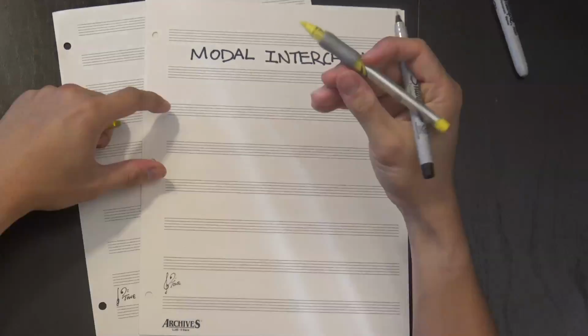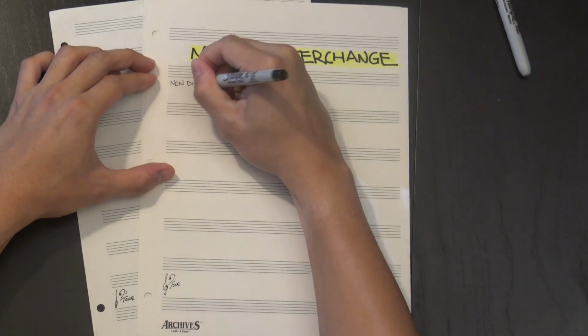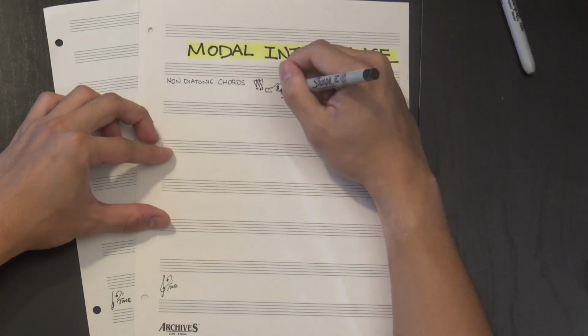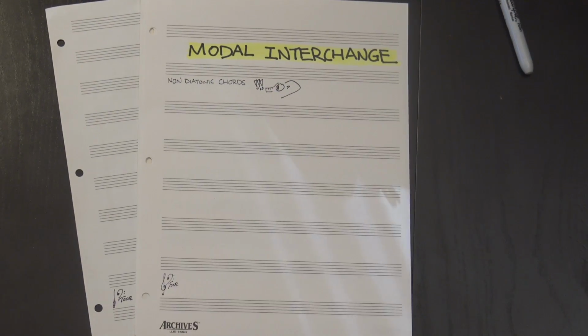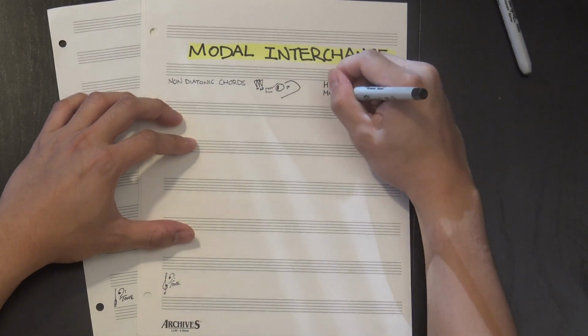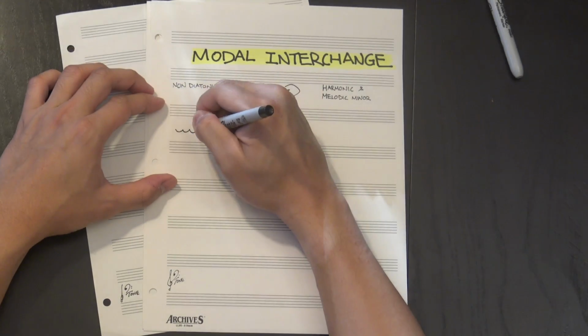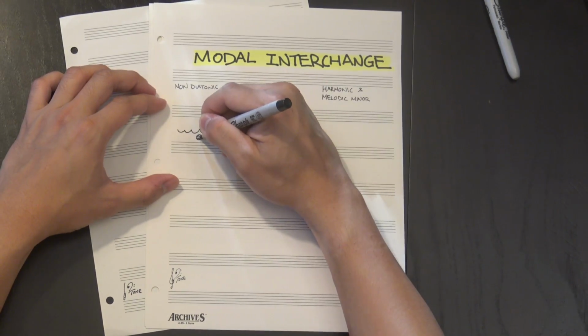Today we're going to talk about modal interchange. This is going to be our introduction to non-diatonic chords. Up to now, we've assumed that every chord we play contains only notes in the given key. We did talk a bit about harmonic and melodic minor, which gives us some additional chord choices, but it's nothing compared to the vast array of options we have available to us.